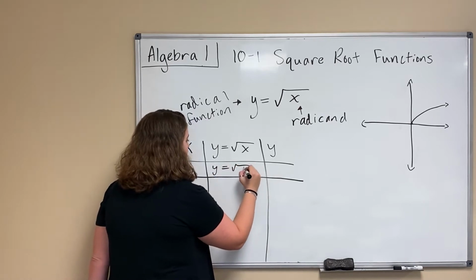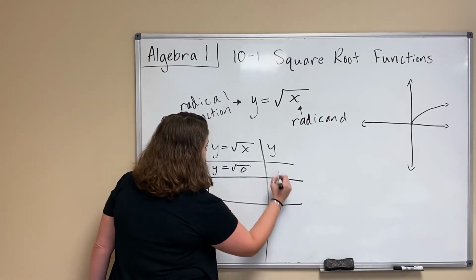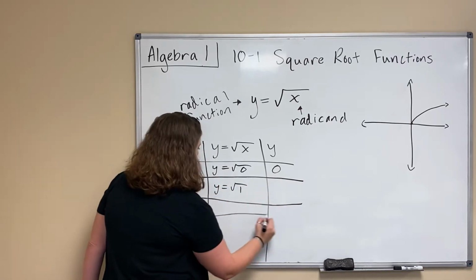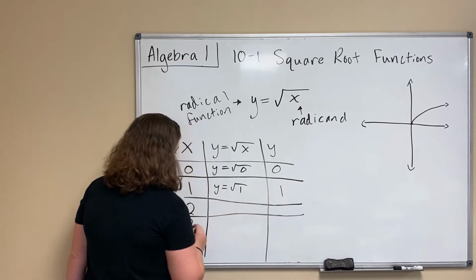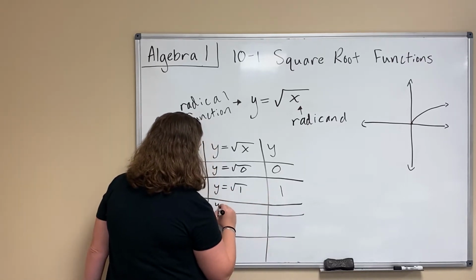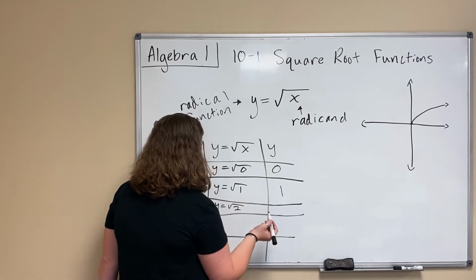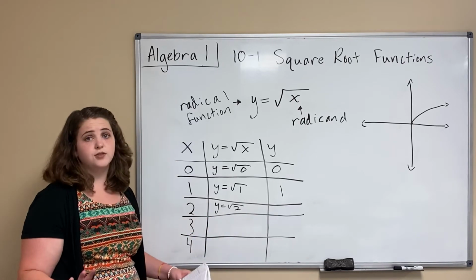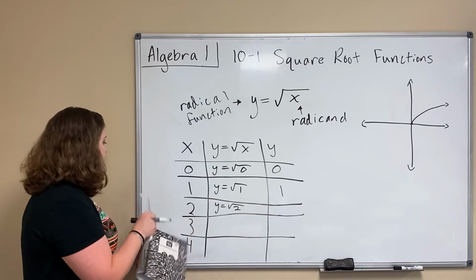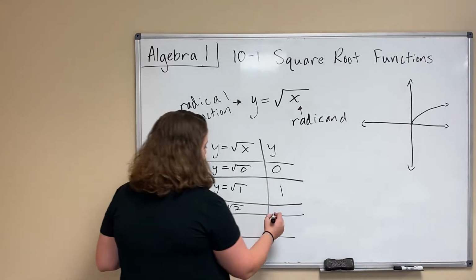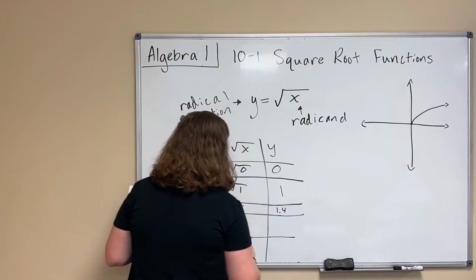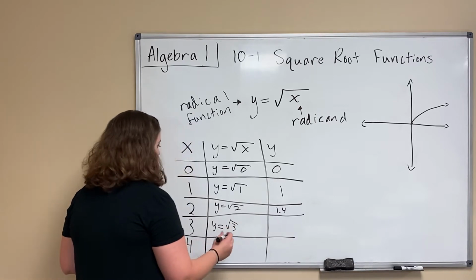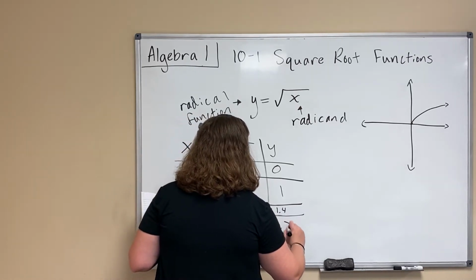All right, so let's plug it in. Y equals the square root of 0. The square root of 0 is 0. Y equals the square root of 1. The square root of 1 is 1. Y equals the square root of 2. Now, when you get to these that aren't perfect squares, it's okay to use your calculator. So the square root of 2 is approximately 1.4. And y equals the square root of 3 is approximately 1.7.